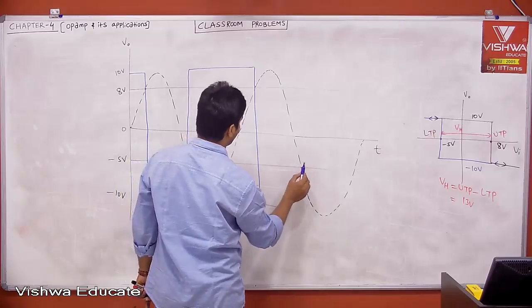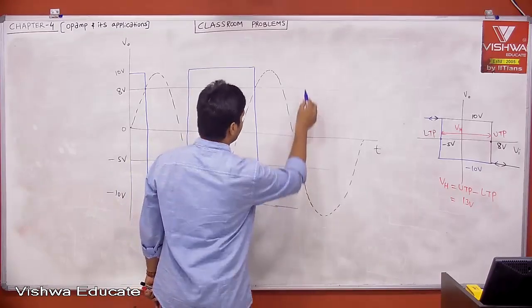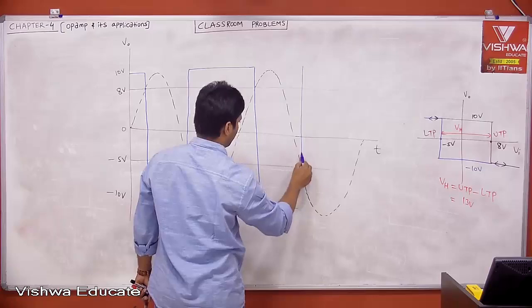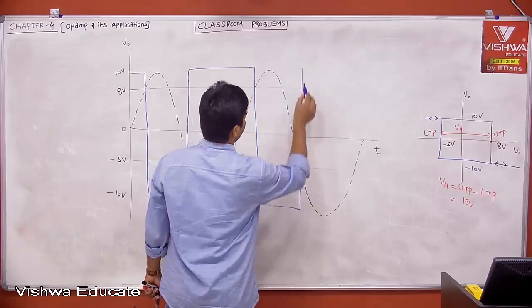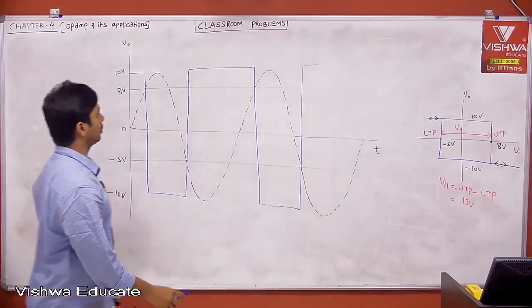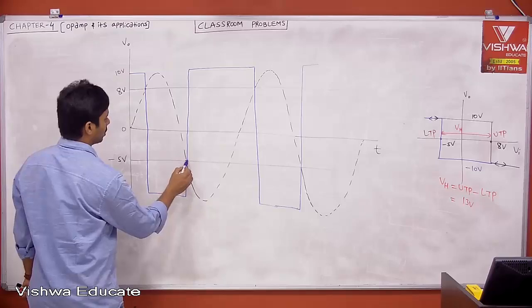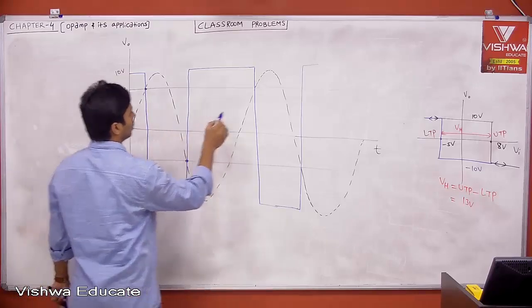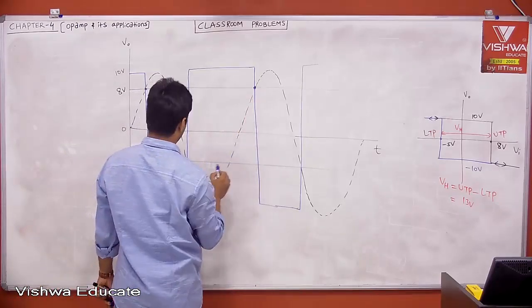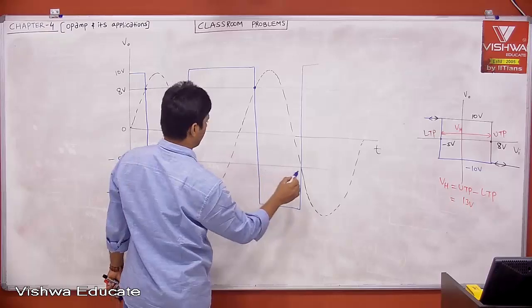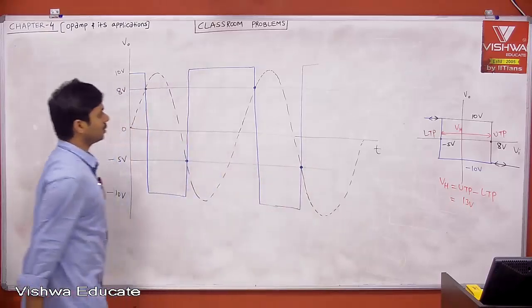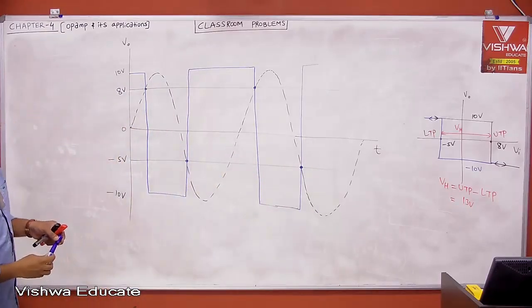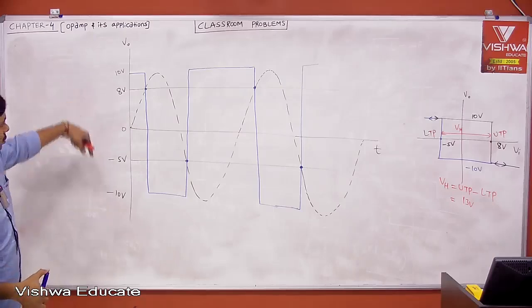Again, this is the switching point. Therefore, the switching point is 8 volt and minus 5 volt. This is the switching point. It is not having a single switching point. It is having 2 switching points.